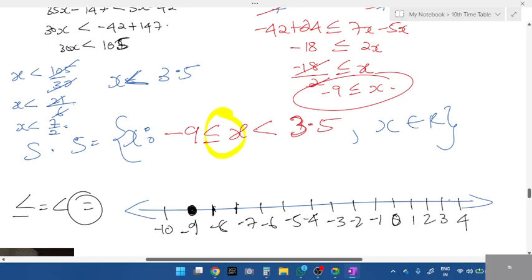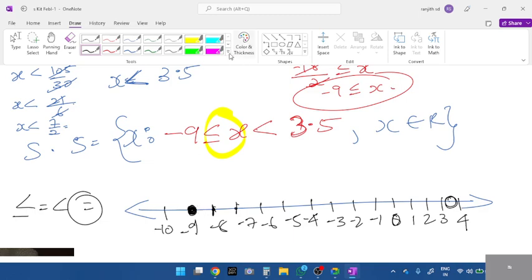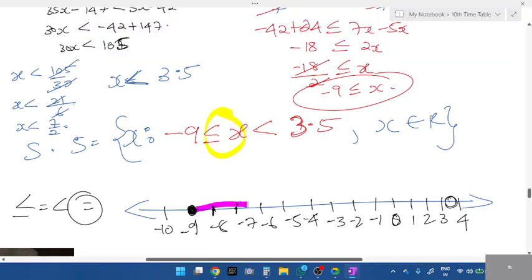In between 4 and 3.5, darkened circle or hollow circle? What should be written? Hollow circle. Very good. Hollow circle like this. Look how big I've drawn the hollow circle. Then connect a line. Look at the pink line. A dark line should be connected like this.